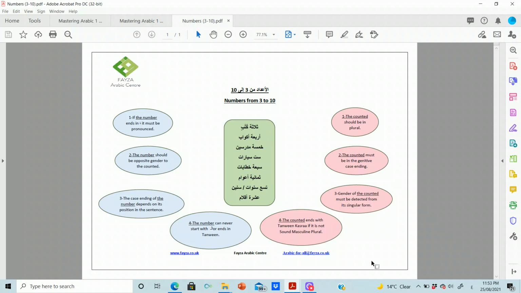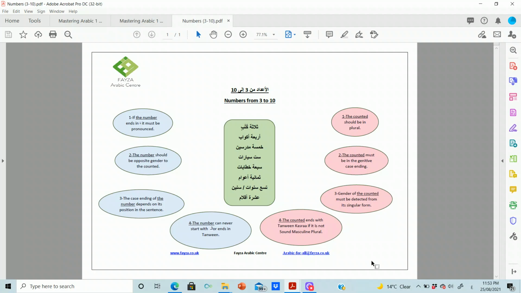Now let us move on to the rules that have to do with the second word, that is the counted, the pink circles. The first one says the counted should be in plural. So this is very important. All the objects that we are counting between number 3 and number 10 have to be in the plural form. Pink circle number 2 says the counted must be in the genitive case ending. Okay, this is another golden rule. So the counted has to be plural, and has to be in the genitive case ending.